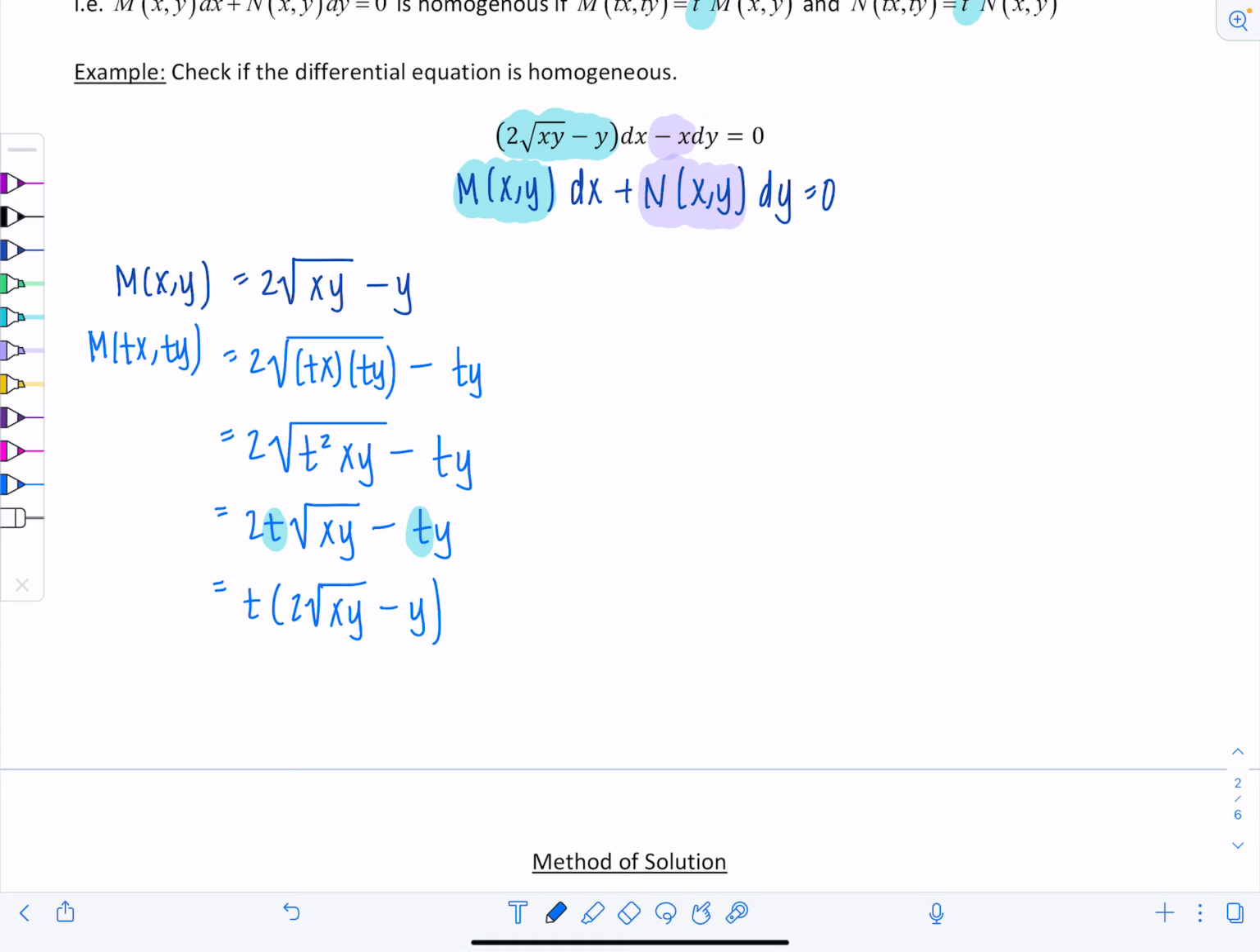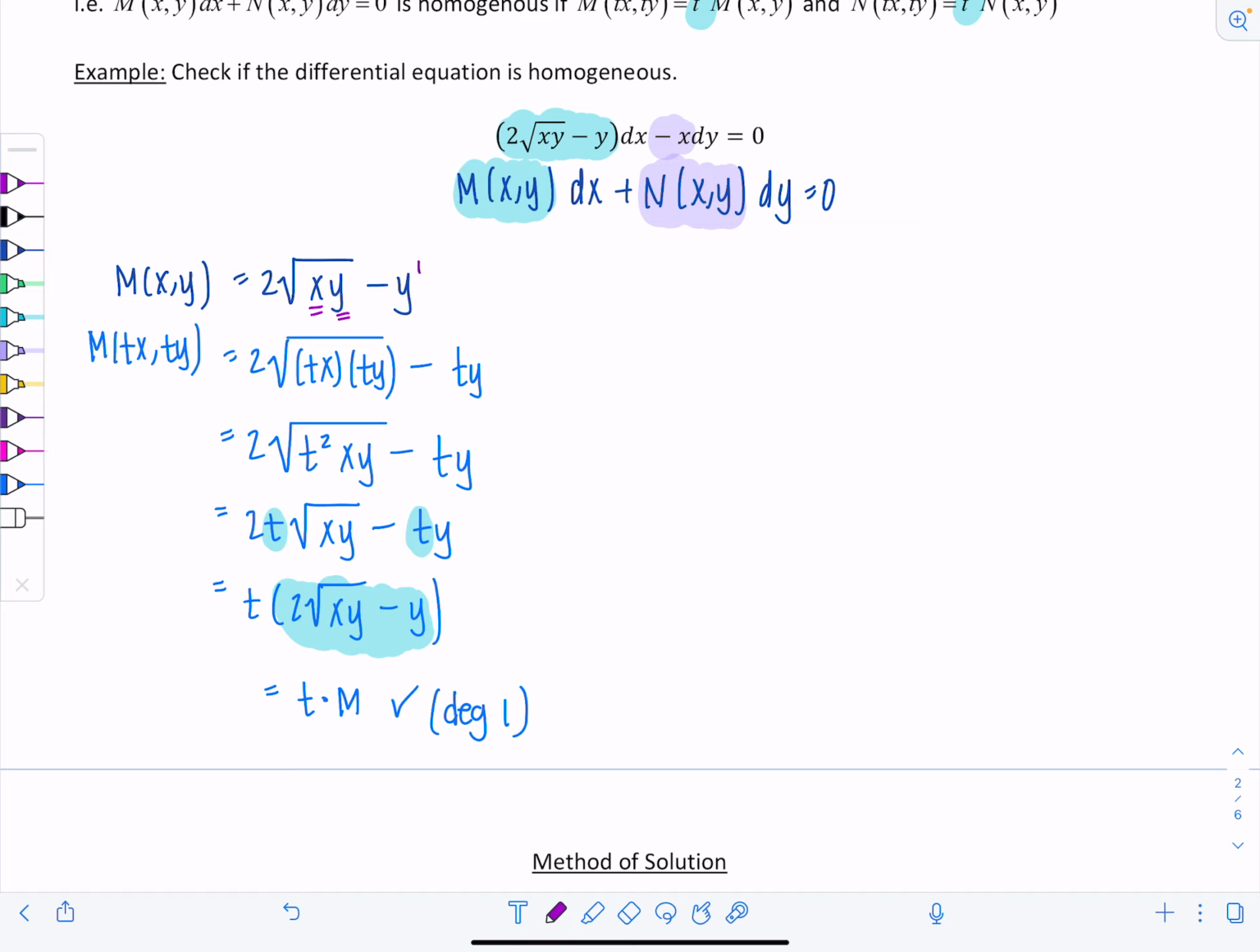And voila! Isn't this my m of xy? Why, yes it is. So this is equal to t times m. So it's homogeneous of degree 1, since t is raised to the first power. And we could have known that from the very beginning, because notice y is raised to the first, so that term is degree 1. And then both x and y are each raised to the 1/2. 1/2 plus 1/2 is 1.